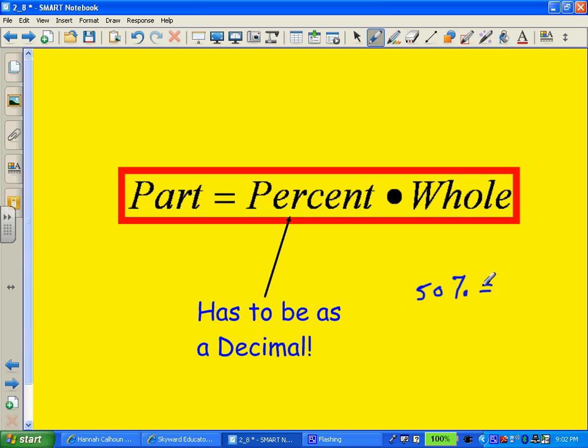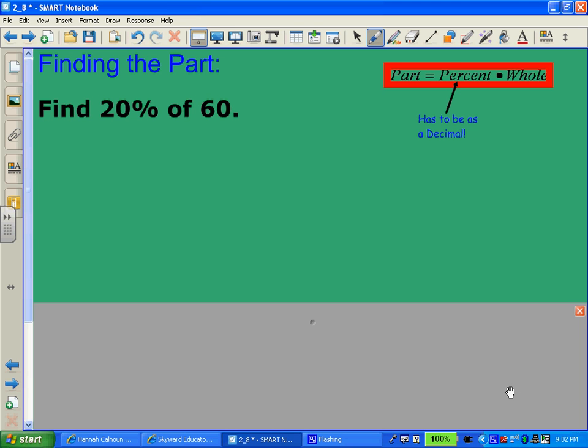Now, do you guys remember how to change a percent to a decimal? Hopefully you're saying to me right now that you move the decimal point back 2 spots. So 50% would be the same as 0.50 as a decimal. So when we use this equation, we always have to make sure that our percent is in decimal form. That's very important. So the first type of problem you will see is where they're wanting you to find the part. They're wanting you to find a percent of a certain number. So here's what these problems will look like.